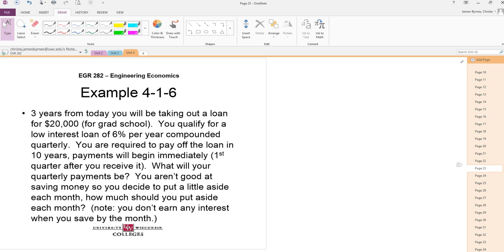Then, read this next one. You aren't good at saving money, so you decide to put a little aside each month. How much should you put aside each month?